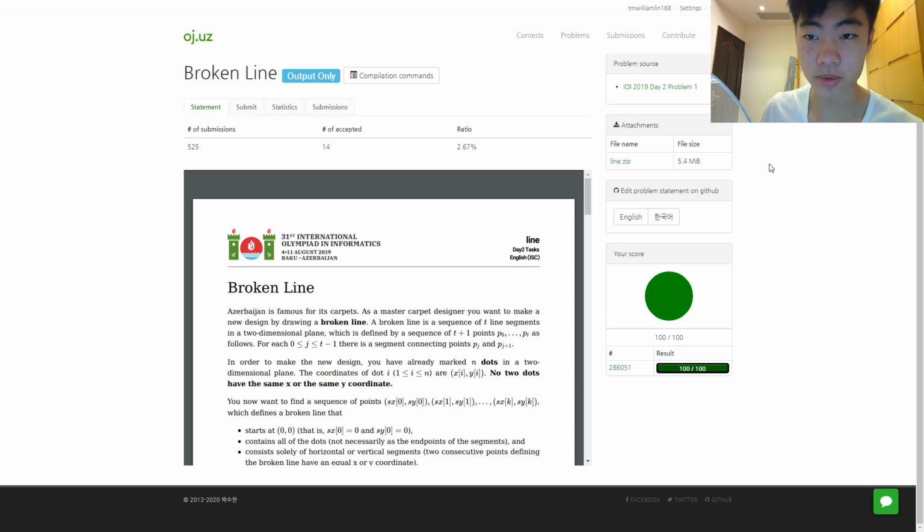Okay, day four. Today I worked on IOI 2019 day two, basically the problems that I didn't solve last year on day two. And there are two problems. The first one is line and the second one is walk.